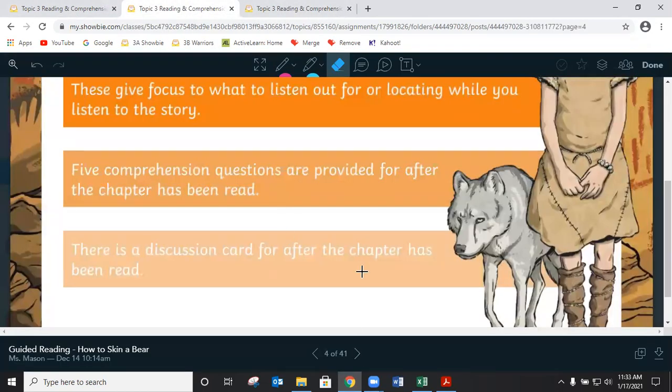So if we have a look at... sorry, my computer's not moving.